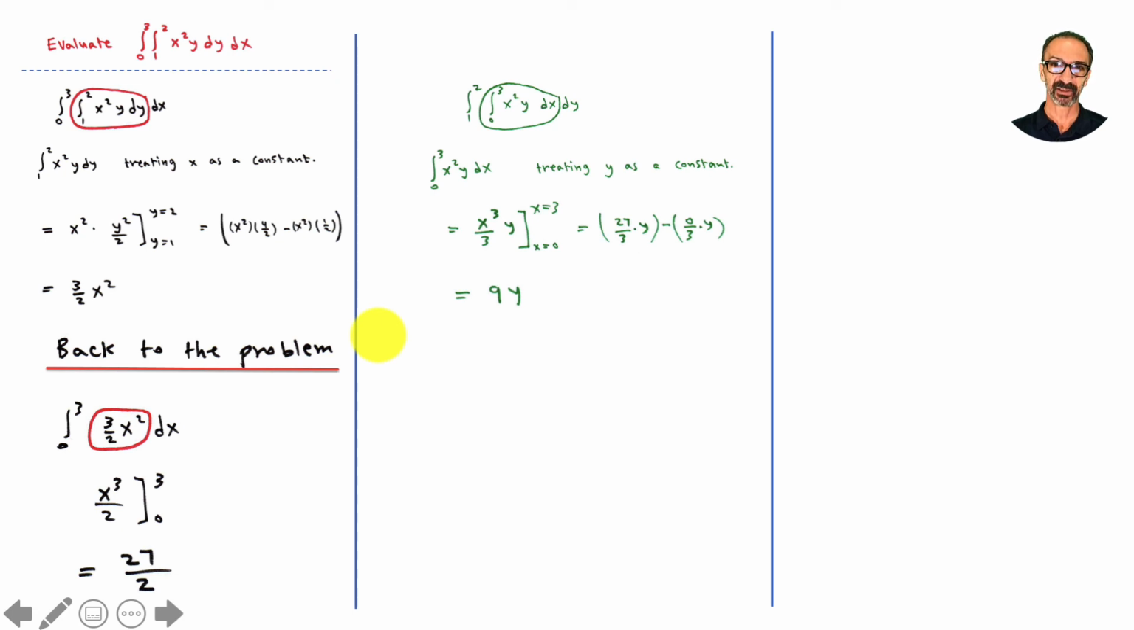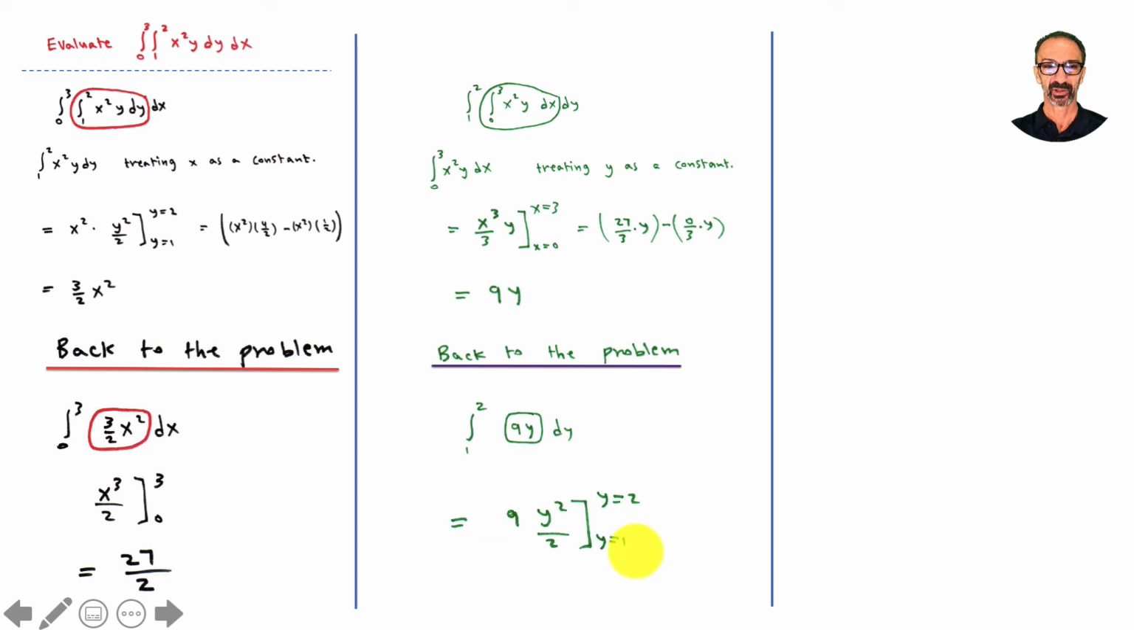Same idea. Let's go back to the problem because that's not the problem. That's part of the problem. When you go back to the problem, we're going to apply the integral from 1 to 2 dy to what we found here, which is 9y. Now integrate with respect to y. Plug in 1 and 2 for y. We also get 27 over 2.